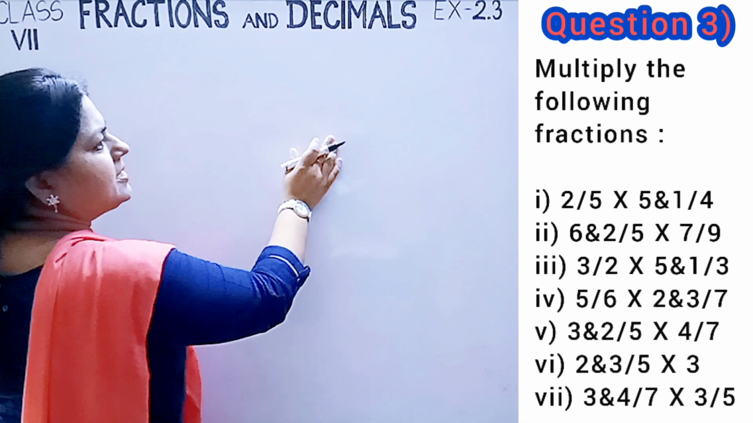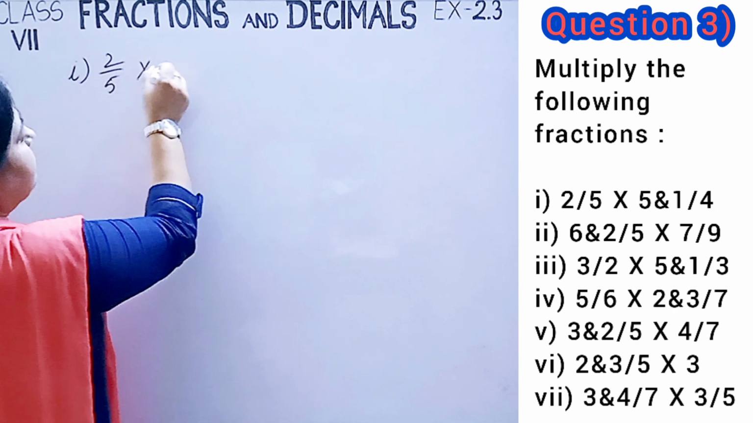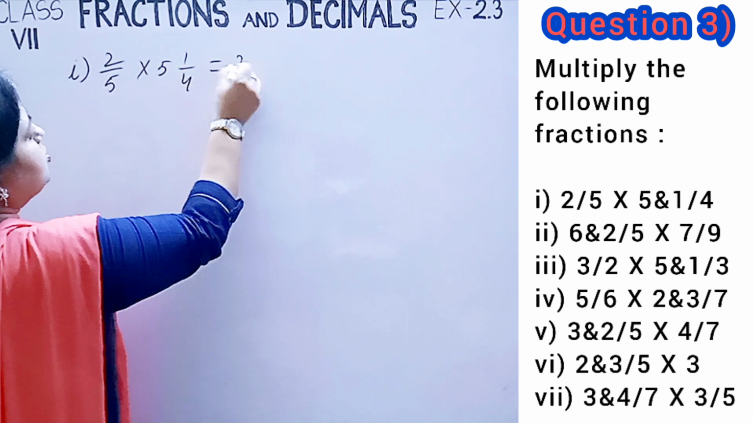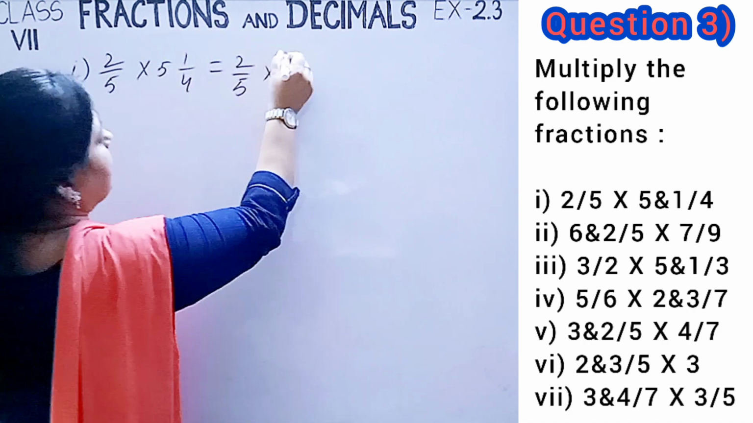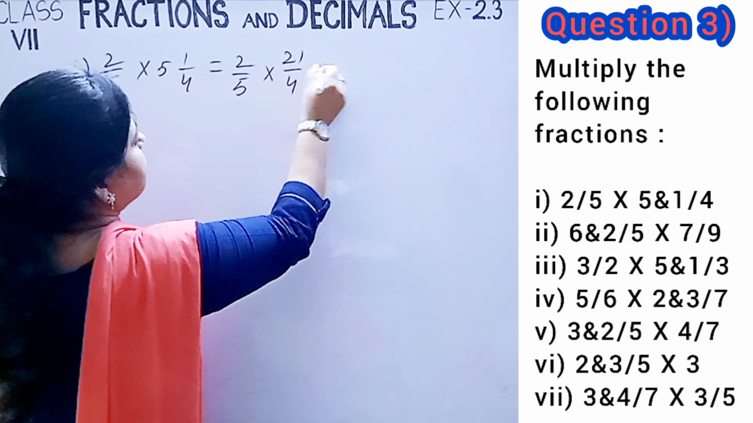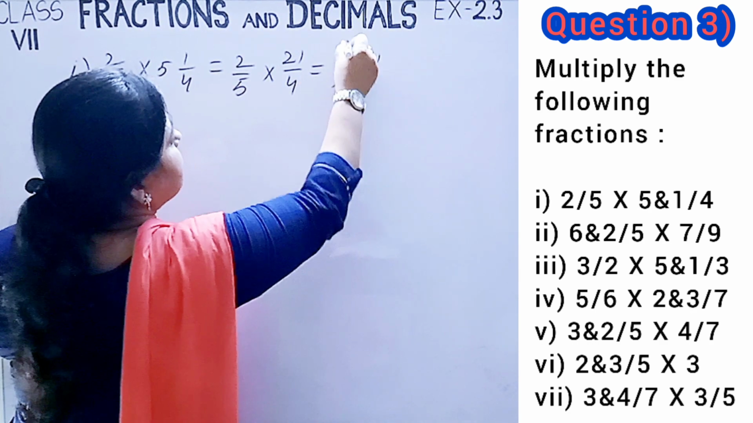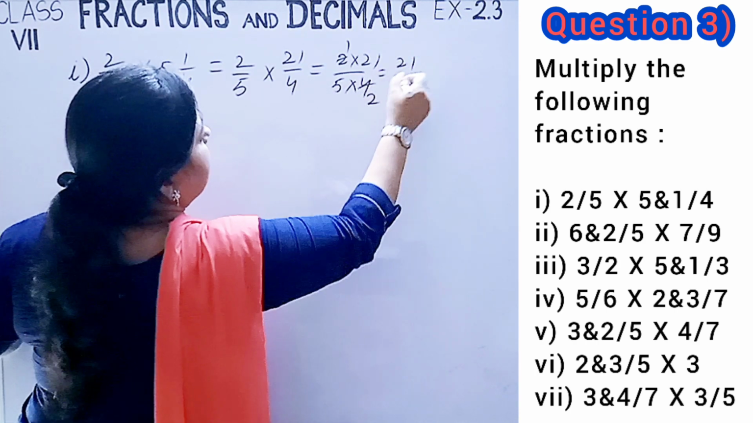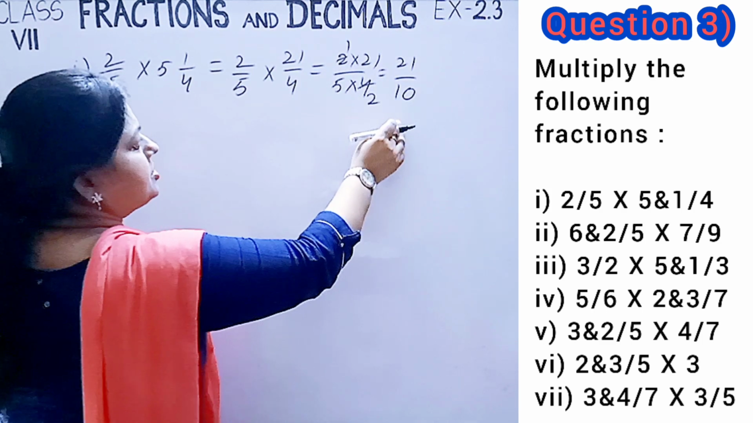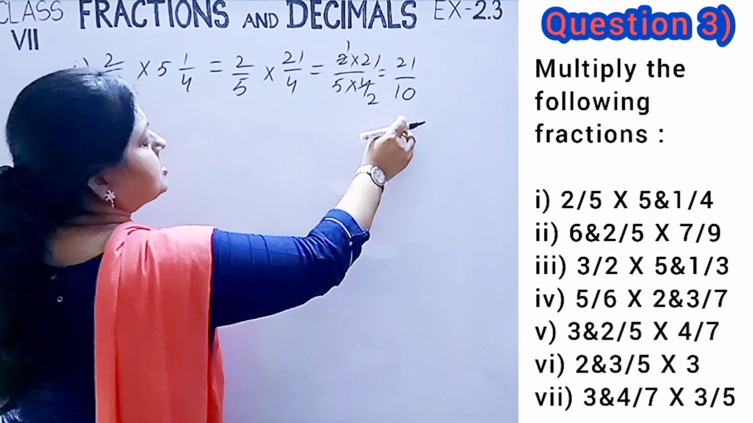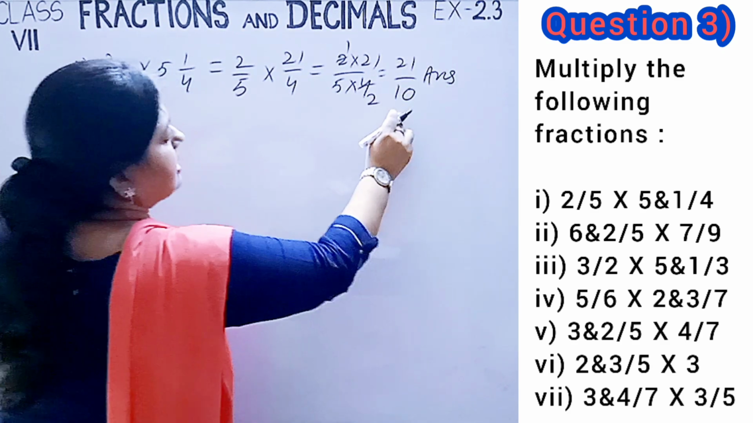Question number 3. Multiply the following fractions. The first part is 2 by 5 into 5 and 1 by 4. So 2 by 5 into 4 5s are 20, 20 and 1, 21. So 2 into 21 and 5 into 4. So 2 ones are 2, 2 twos are 4. 21 upon 5 twos are 10. So we are leaving the answer here, as in this question they have not asked us to convert into mixed fraction. So 21 upon 10 is our answer.